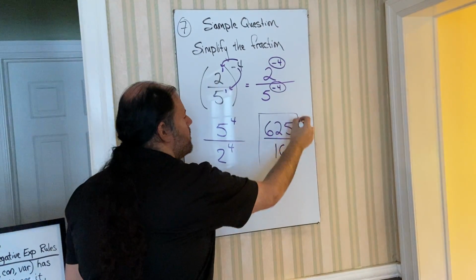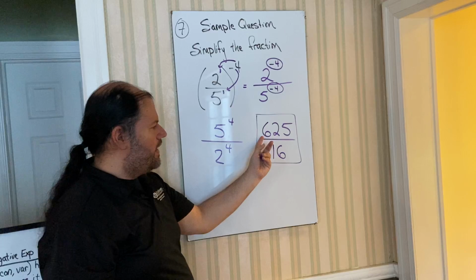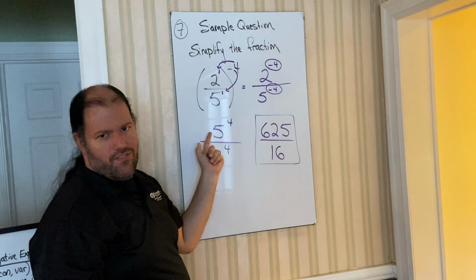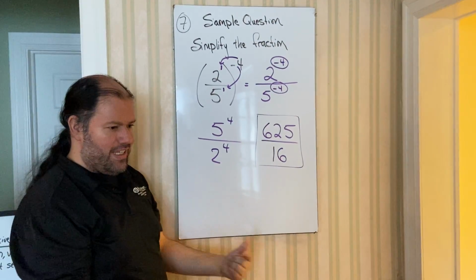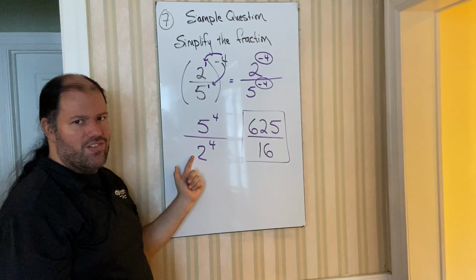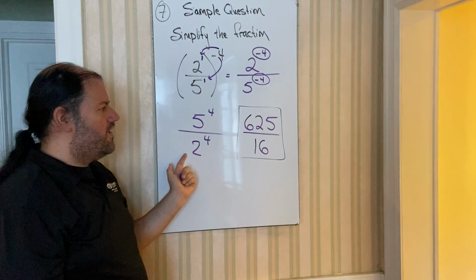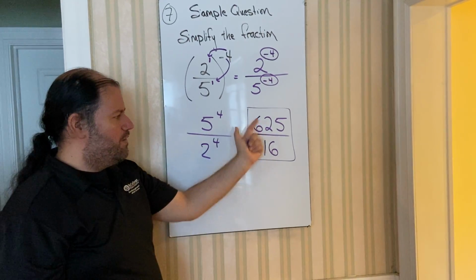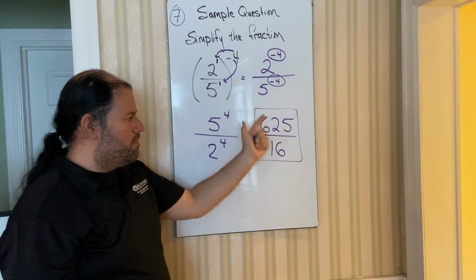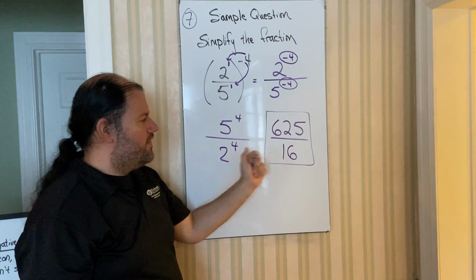I know this cannot reduce any further because if I did a tree diagram, I would actually just get 5, 5, 5, 5. And if I did a tree diagram for this to see how it came to be 16, it would be 2, 2, 2, 2. So all 5s and all 2s, I know it can't reduce. Leave it like this. Don't put it as a mixed number. Don't put it as a decimal. Leave it as 625 over 16.